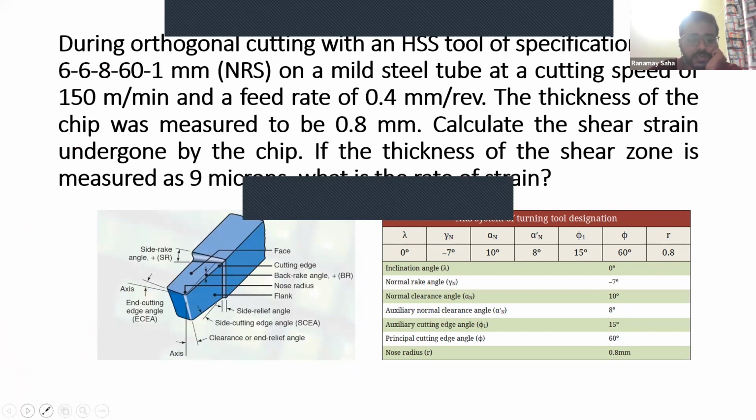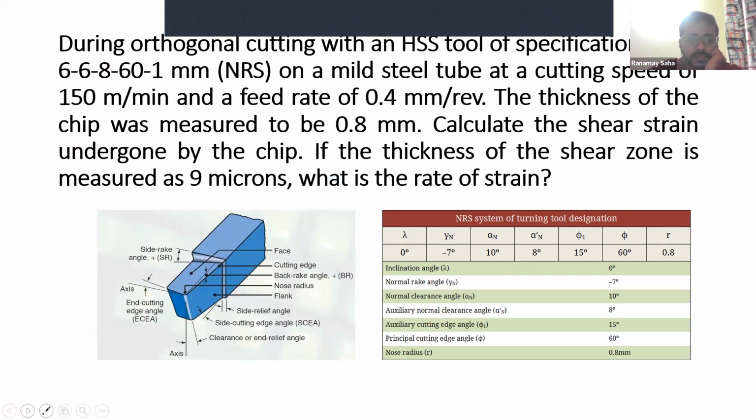So let's check out the solution of this problem. It says this is a normal rake system, and the tool designation has been shown in the table on the right. The chip thickness is 0.8 mm, and the thickness of the shear plane, which is required to calculate the strain rate, has been given as 9 microns. So let's move.